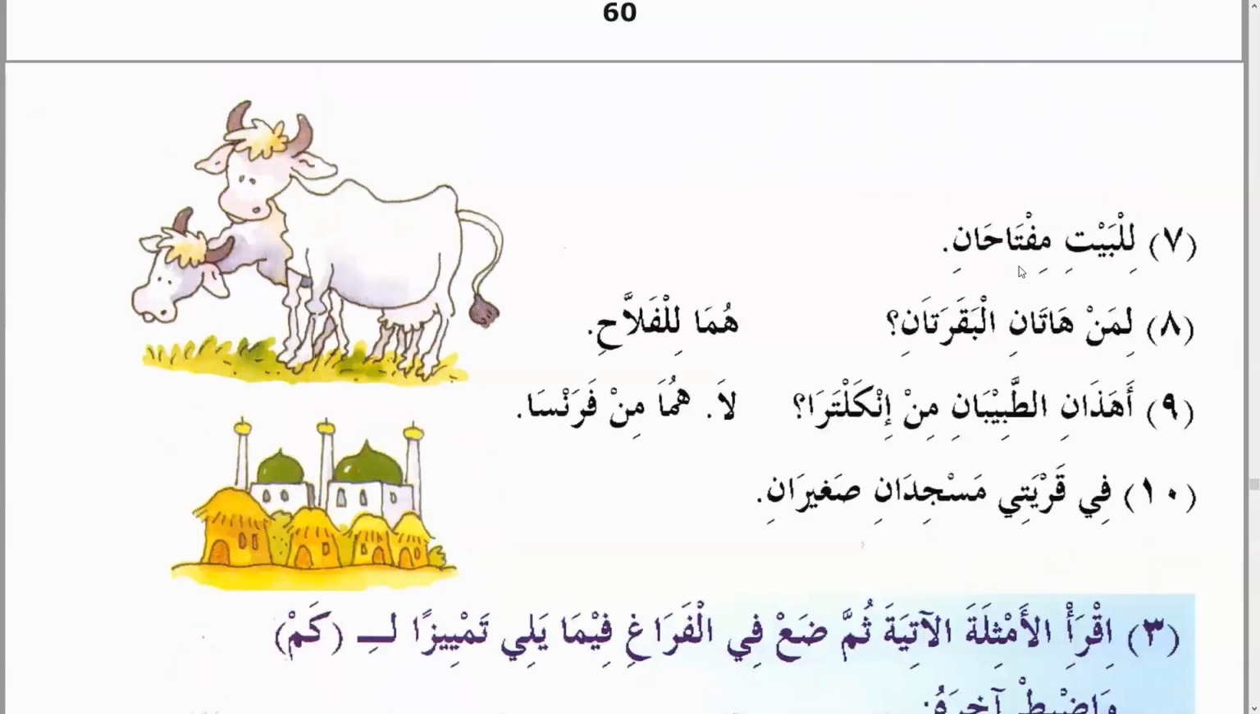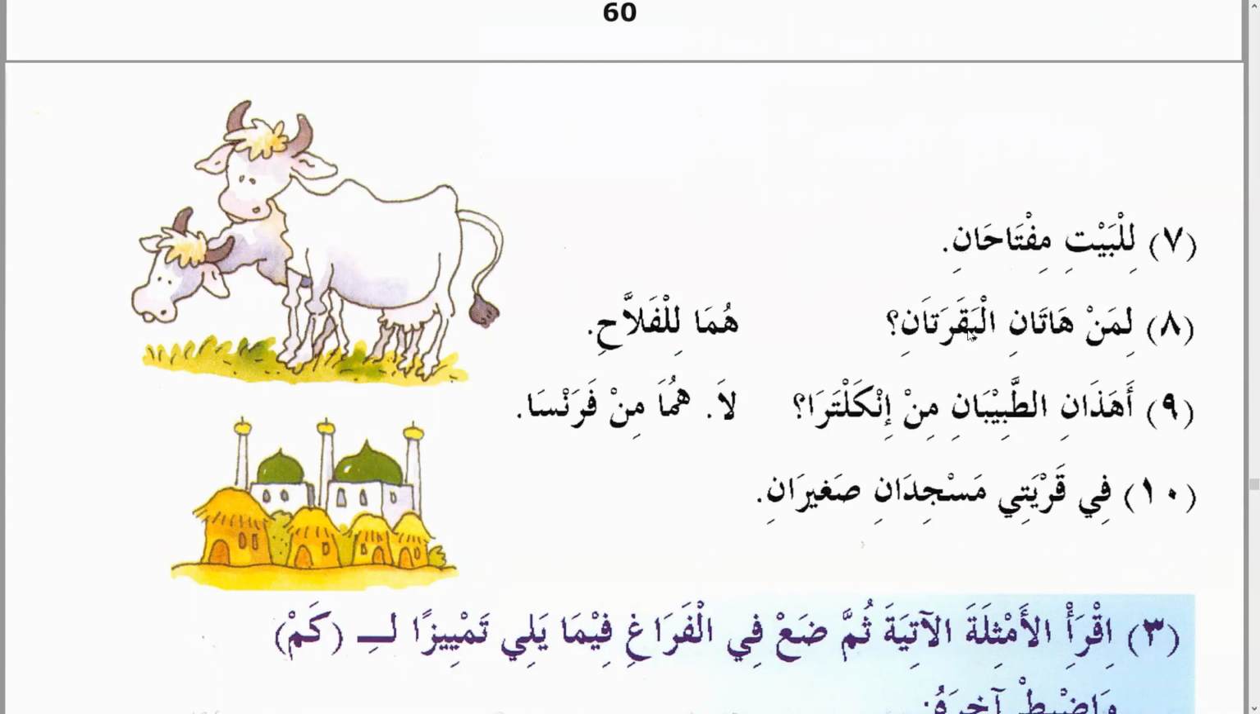Next one, Lil Baiti miftahani. For the house, there are two keys. Lil Baiti miftahani. For the house, there are two keys.